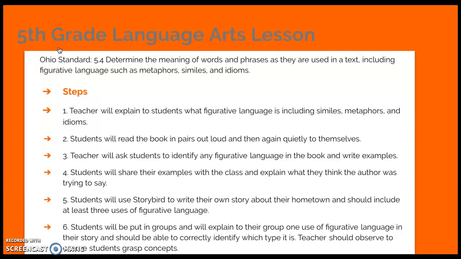Students will then use Storybird to write their own story about their hometown and should include at least 3 uses of figurative language. Students will be put in groups and will explain to their group one use of figurative language in their story, and they should be able to correctly identify which type it is, and the teacher should observe to ensure that students are grasping the concepts. And the nice thing about Storybird is that other students can see what other students have written and read their stories as well.